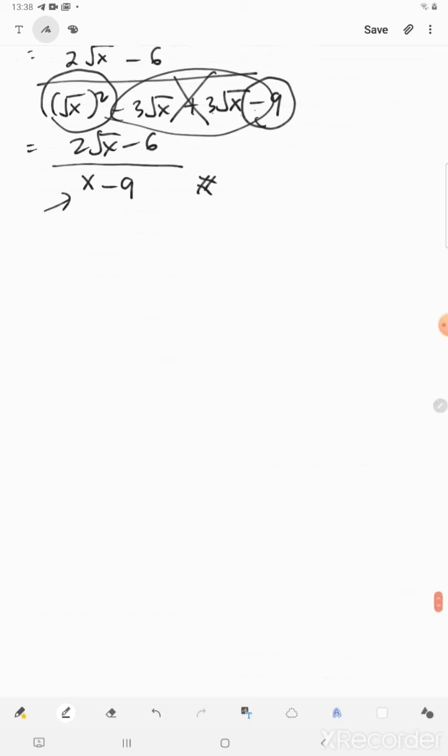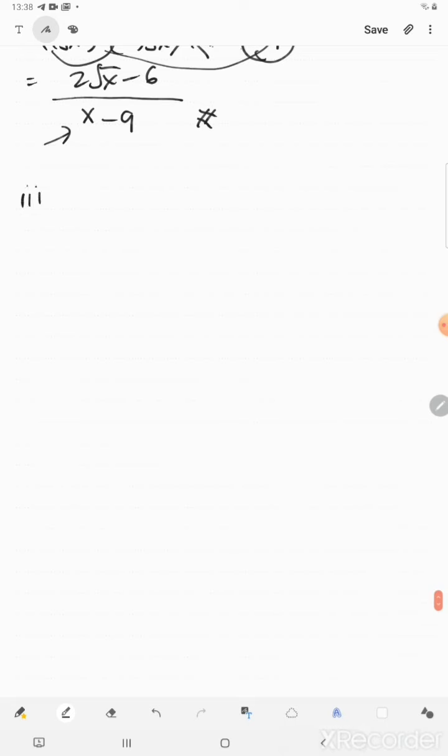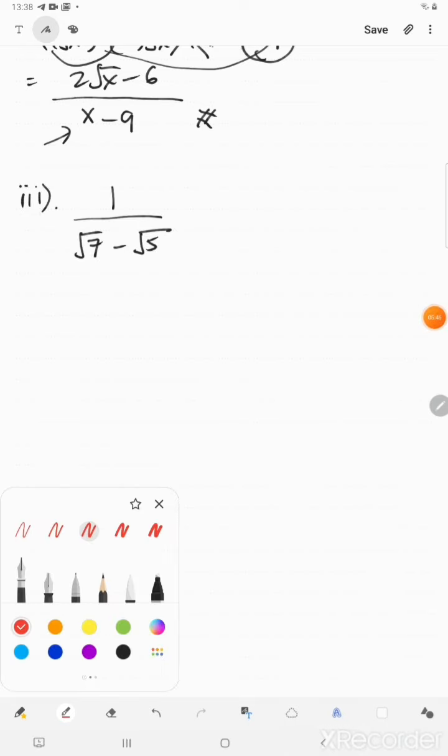Madam bagi lagi satu example, example 3. Okay, I hope you understand lah. Madam bagi banyak example. Okay, final answer, final example.